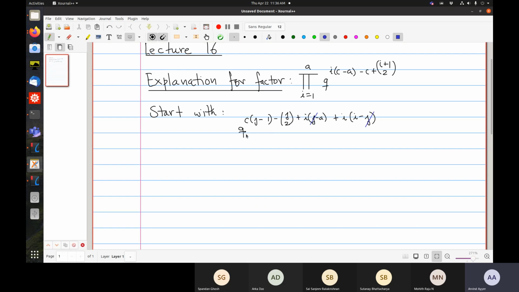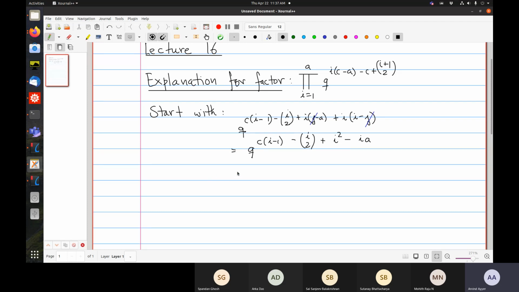And now it doesn't matter. There's only one product, so the j is just a dummy variable outside, and it's okay to replace it by i. Here the j anyway cancels. So I'm left with q to the c times i minus 1, minus i choose 2, plus i squared, minus i a. Right?